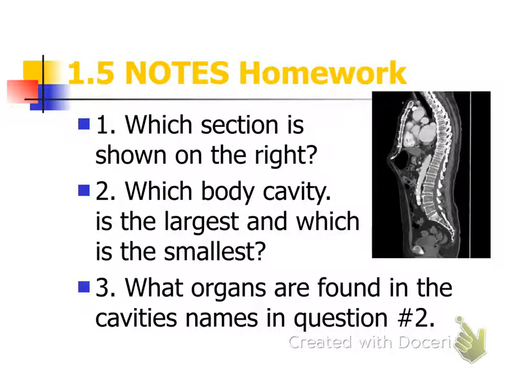1.5 notes homework assignment. Make sure you put 1.5 notes on your homework assignment. Number 1 is, which section is shown on the picture on the right? Number 2, which body cavity is the largest and which is the smallest? Number 3, what organs are found in the largest body cavity and what organs are found in the smallest body cavity?